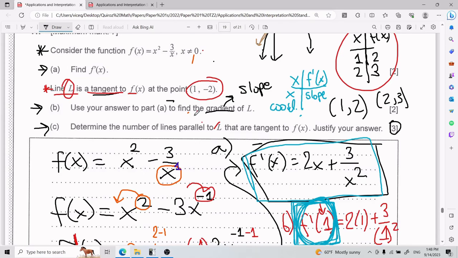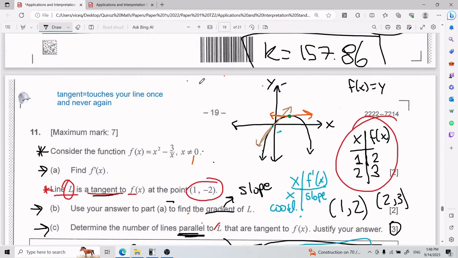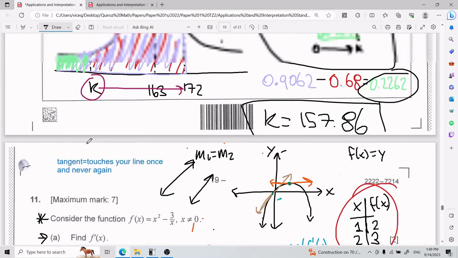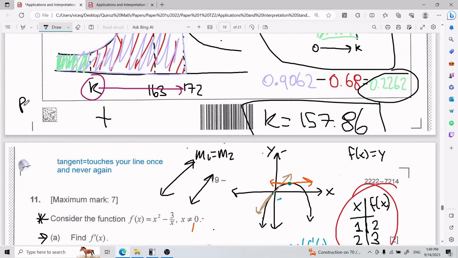Let's remember what parallel means. Parallel is when your lines are like this. They never touch. That means they have the same slope: M1 equals M2, M1 and M2 being slopes. So these would be parallel lines. The other word you might be thinking of is perpendicular. Perpendicular is when they're literally crossing each other, like that, or maybe like this.